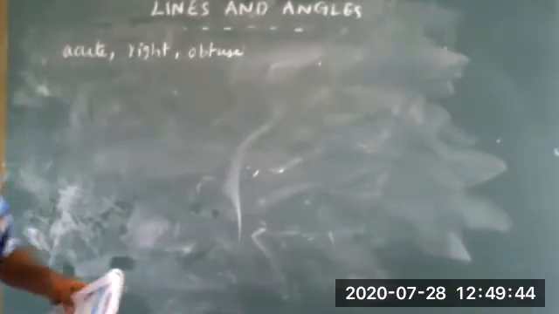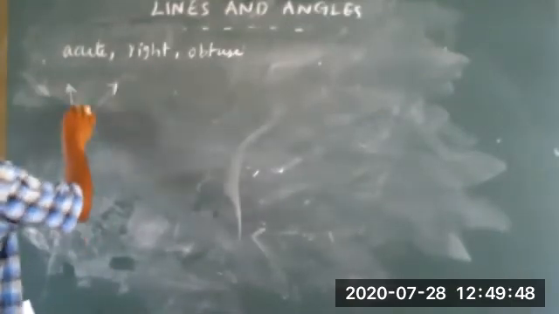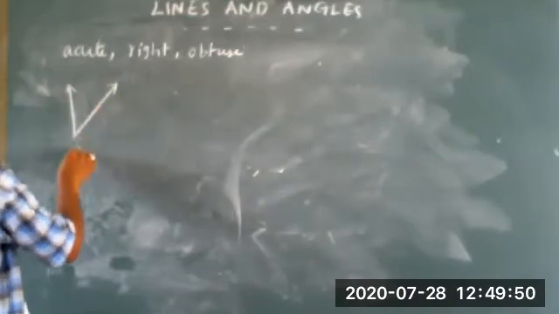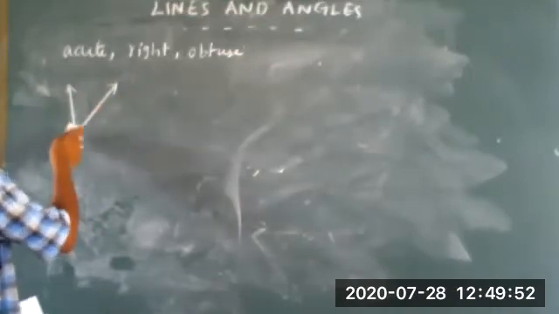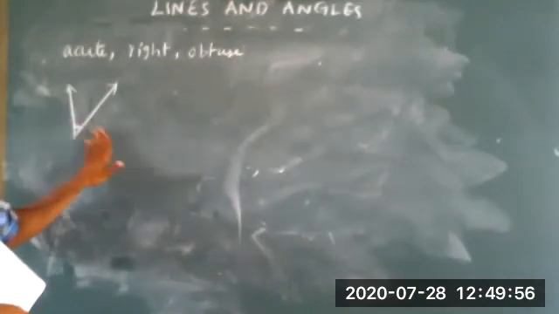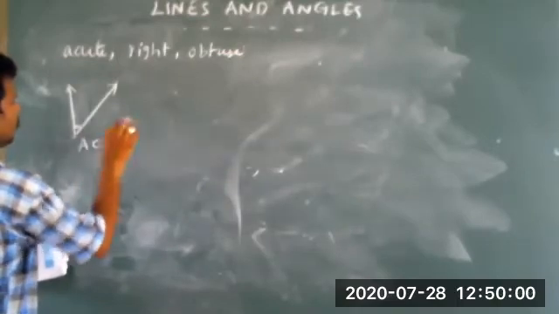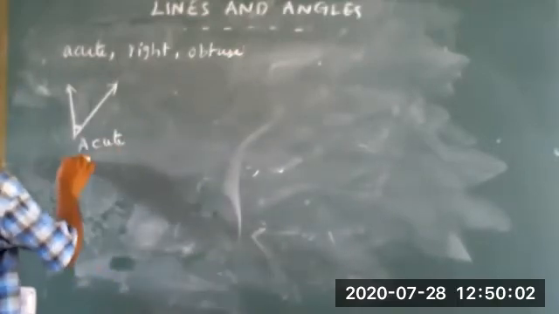So the first one, it is given like this. It is less than 90 degrees. So which angle, children? Acute angle. So this is the first diagram.